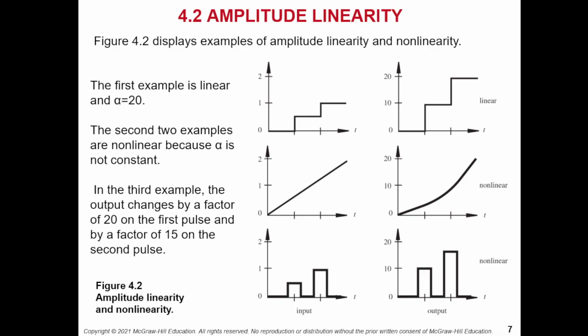Yeah, of course, this is a nonlinear system. Good. As long as you speak out, it's okay. So of course, this is not a linear system because alpha is 20 here, but for the next period of time, it becomes 15. Because the input is 1 and the output is 15, alpha is not the same. So this is a nonlinear system. How about this? Of course, this part is linear, but this part is nonlinear, so this is not a linear system. This is very obvious.